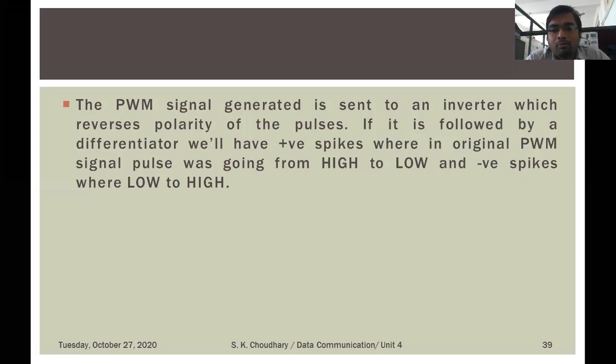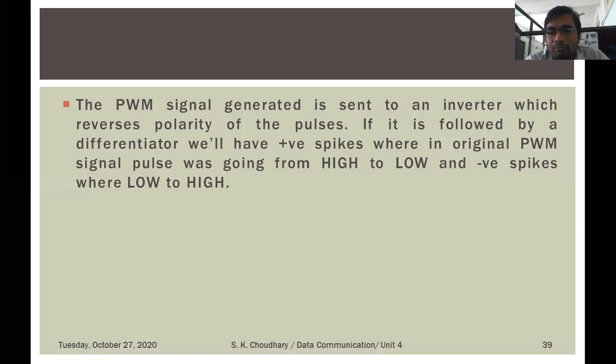So if you refer to Figure 4.7b, what is the first step? The PWM pulse signal is generated and sent to the inverter input, which reverses the polarity of the pulses. Whatever pulses we have generated, their polarity is reversed when passed through the inverter. This is the main function of the inverter, we know that.